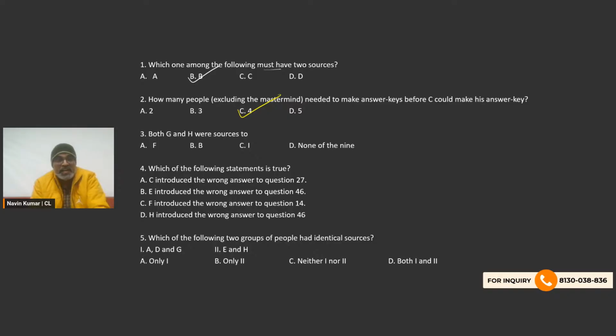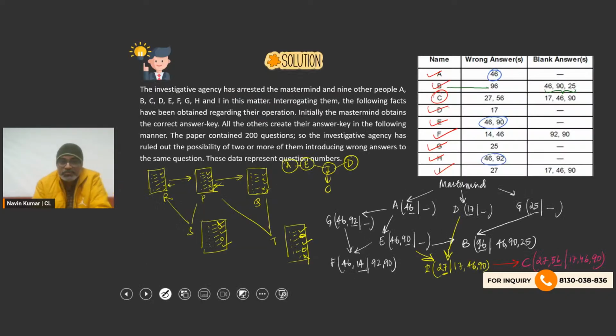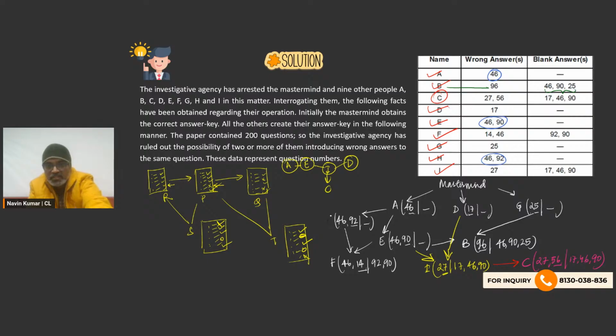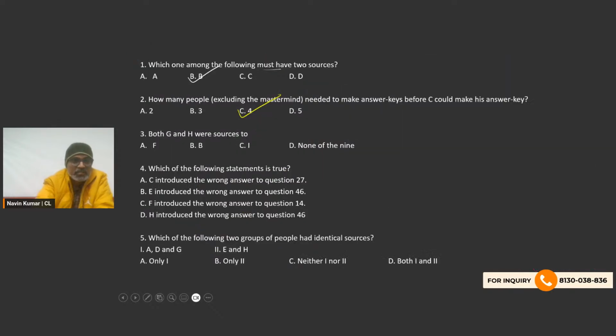Now both G and H were sources too. Okay, I think I made a mistake here. This is H. This is not G. G and H, they are not sources to a particular person, right? None of the nine.